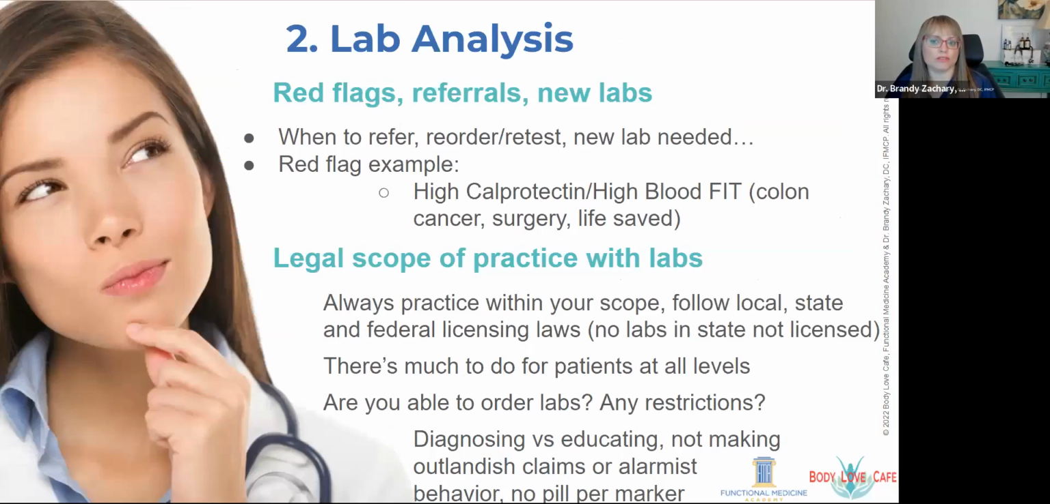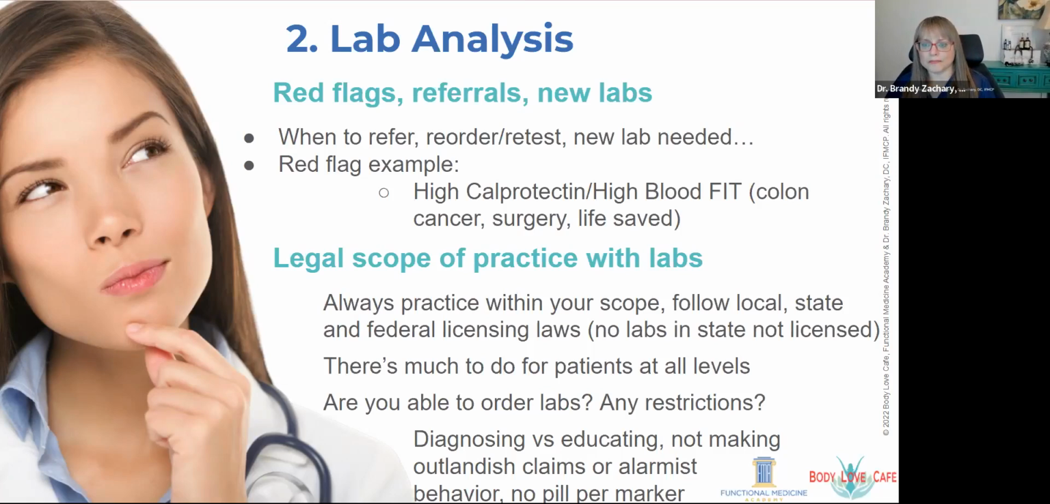Okay, some red flags, referrals, and when do you need new labs? Sometimes you're ordering labs or reviewing a lab they brought in and you realize a new one is needed, right? One example, we've had to do this many times. We've caught cancer many times and had the surgeon say we saved the patient's life because they were way too many years before a colonoscopy would be recommended, but they had high calprotectin and high blood, and turned out they had colon cancer. And when we see that at certain levels, we're insisting they get a colonoscopy immediately. So it's an immediate referral.